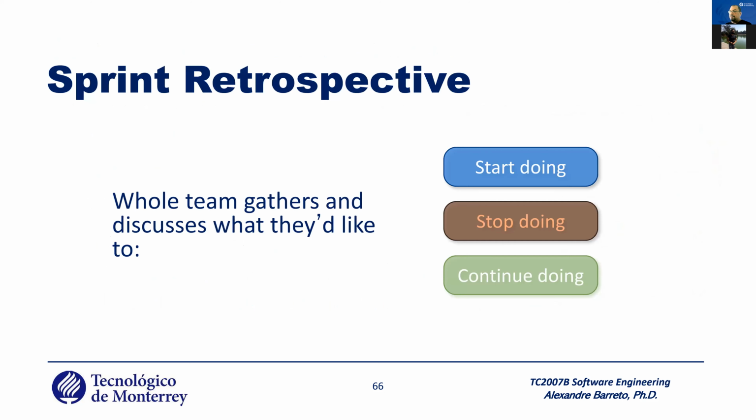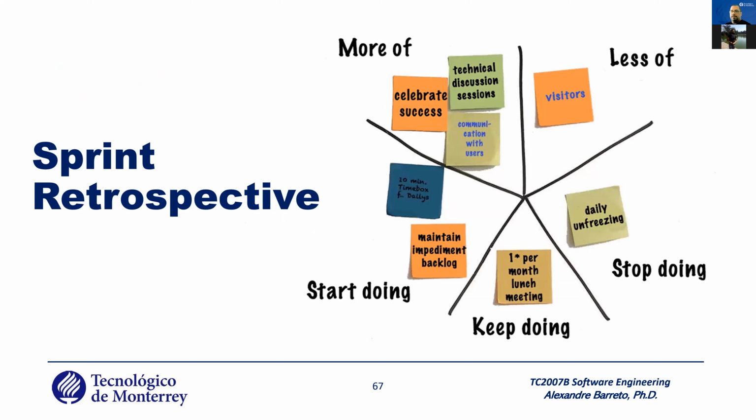This meeting is organized by the Scrum Master, okay? And this retrospective is not the time to want to kill people, but the time to reflect on the problems and the things that happened correctly. You need to discuss what you need to start doing, what you need to stop doing, and what you continue doing, okay?